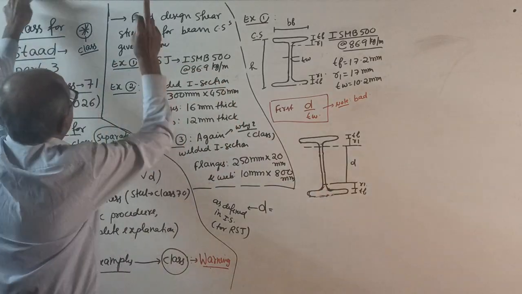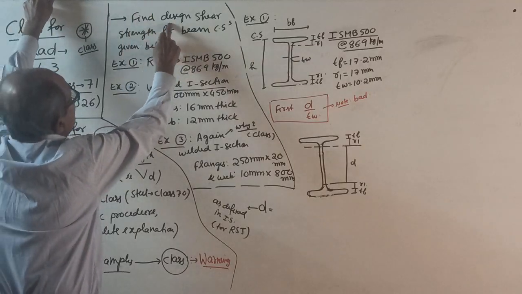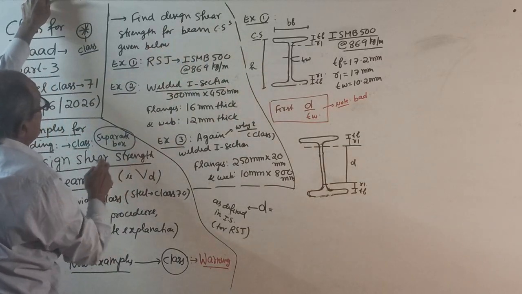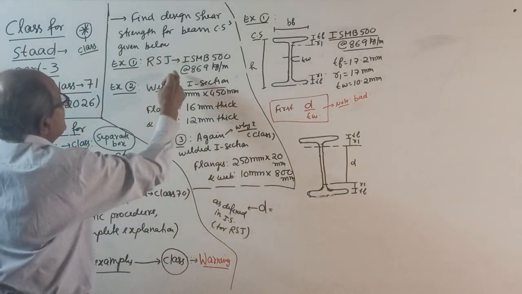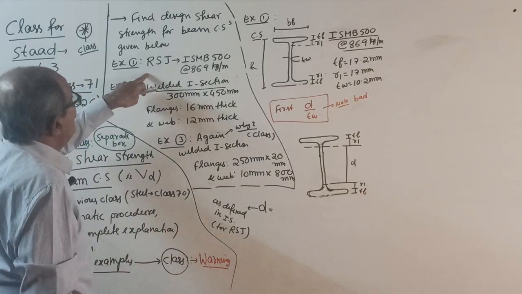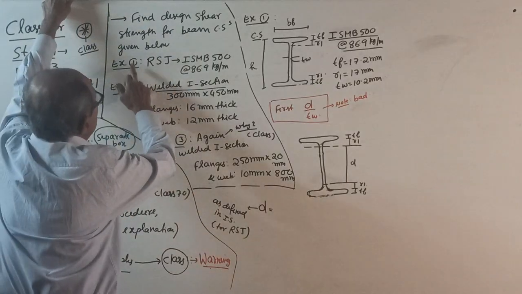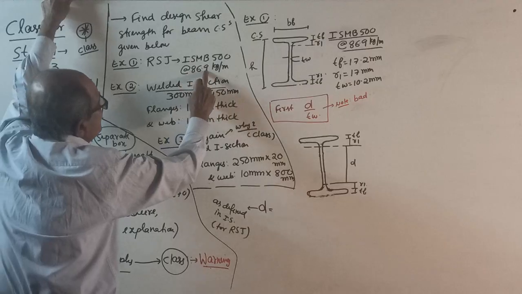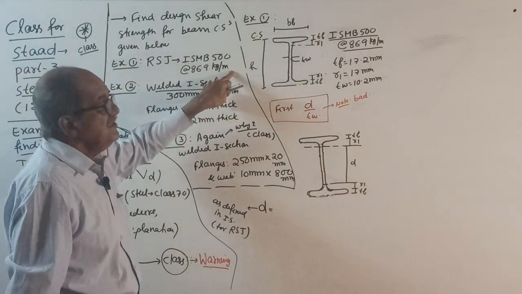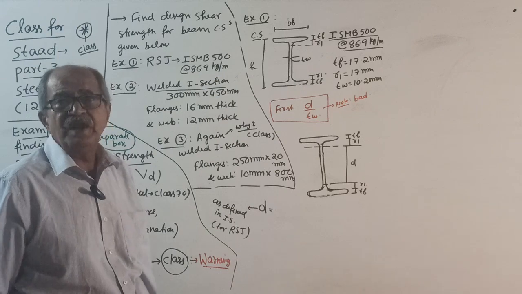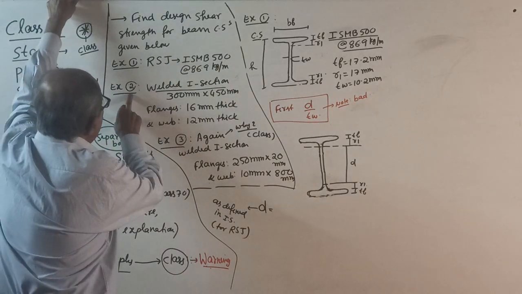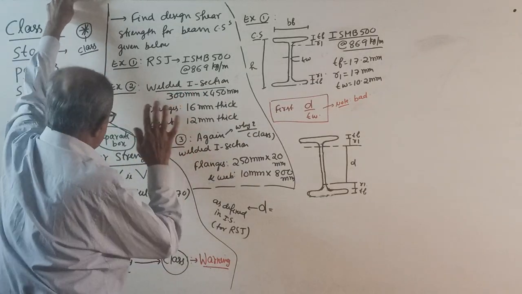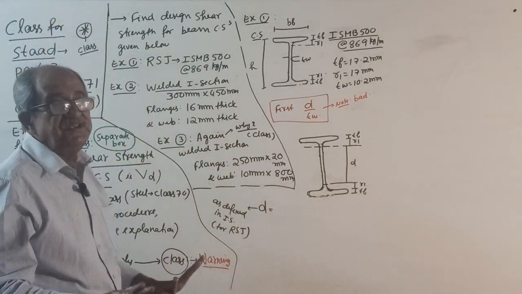Now the question is here. Find design shear strength for the beam cross sections given below. See, example 1, example 2, example 3. Three questions are there. First question: rolled steel joist ISMB 500 at 86.9 kg per meter. Second and third questions are welded I sections. Okay, now first, follow the procedure.